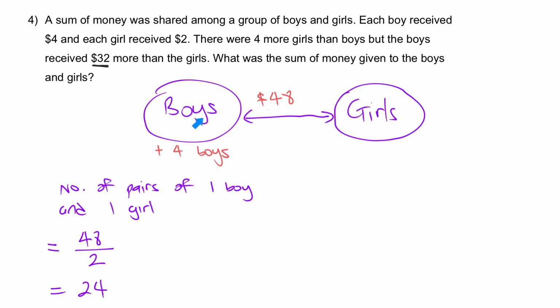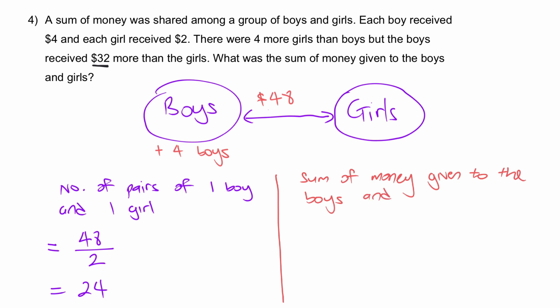Remember, these 24 boys are after 4 boys were added. So we need to work it back. Let's remove the 4 boys from here. So in actual fact, the actual scenario is there are 20 boys and 24 girls. So right now we can move on to the answer. The sum of money given to the boys and girls.